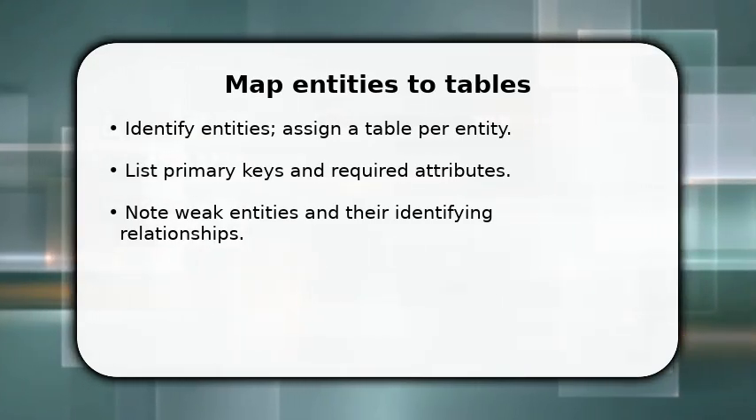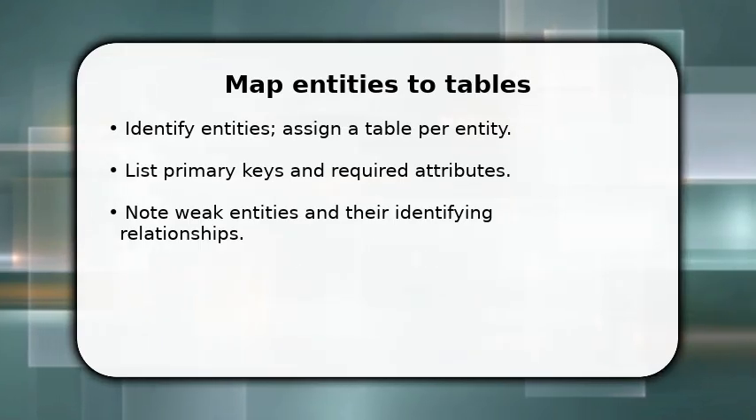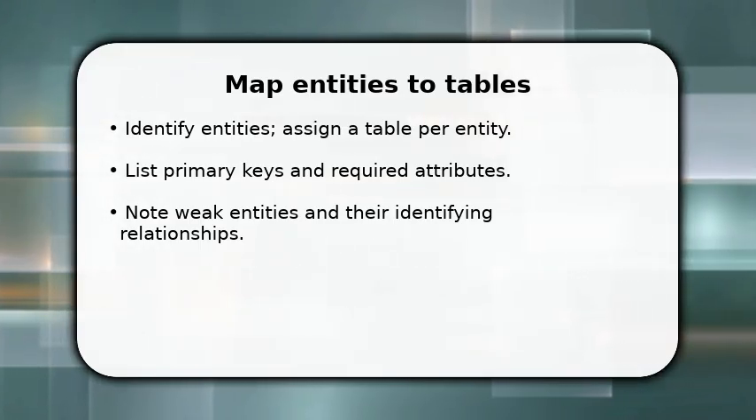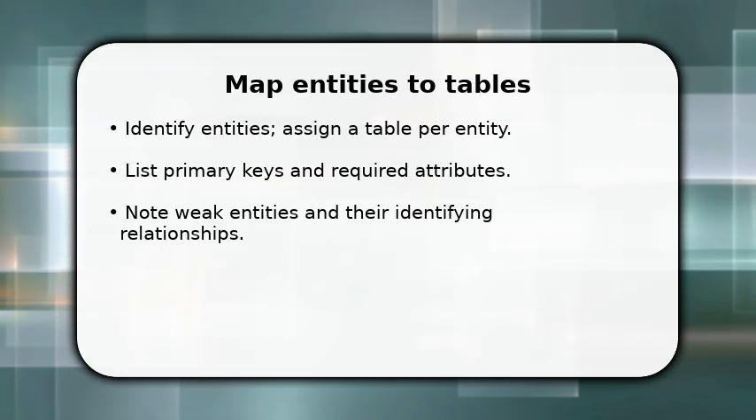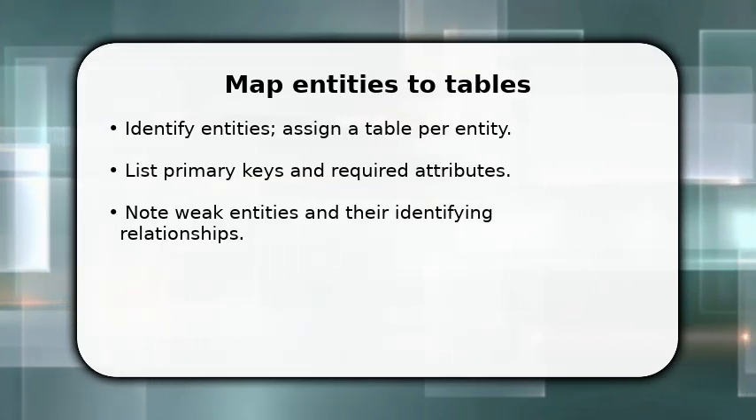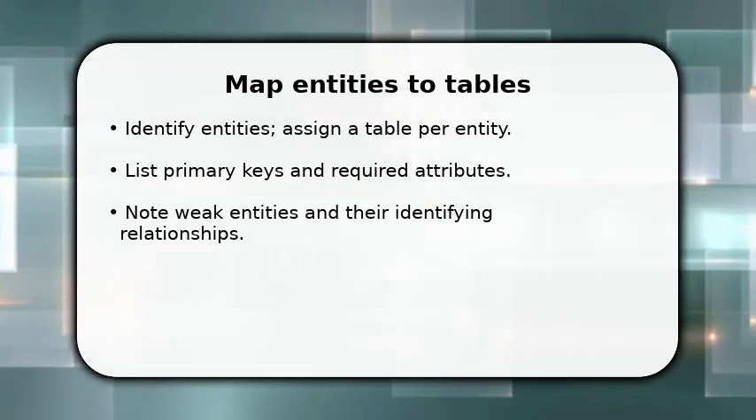You start by converting each entity into a table. For every entity, create a table and choose a stable primary key. Once done, list each attribute as a column and mark not null for required fields. Include composite attributes as separate columns.